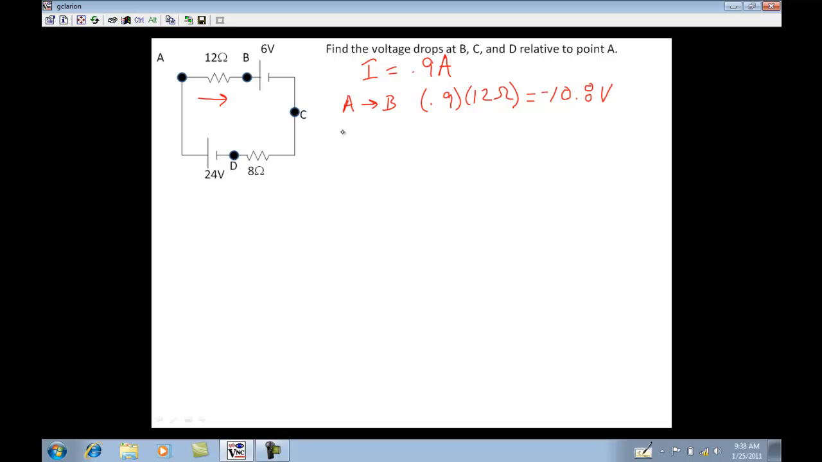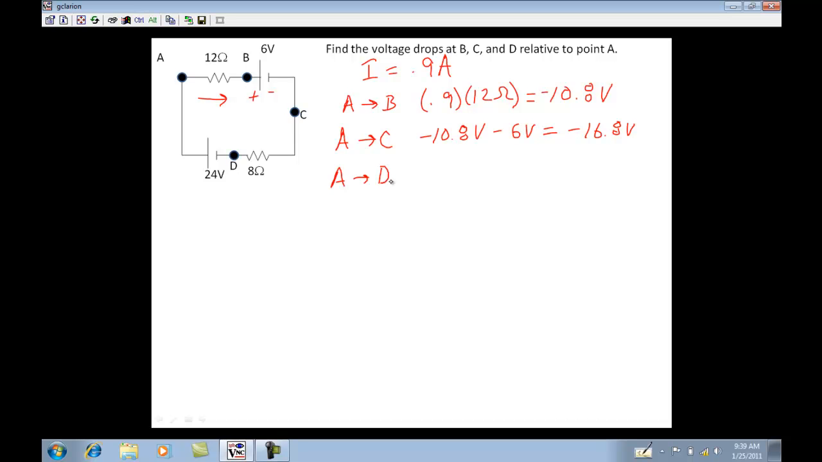Then from A to C, I have what's going on at the 6-volt battery. Going in this direction, clockwise, is that going to be a drop or a rise? It's going to be a drop because it's going from the positive to the negative. So there I'm going to have negative 10.8 volts minus the 6 volts of that battery, so I'll get negative 16.8 volts. This is actually the more important topic, knowing how to calculate voltage drops from one part of the circuit to another.